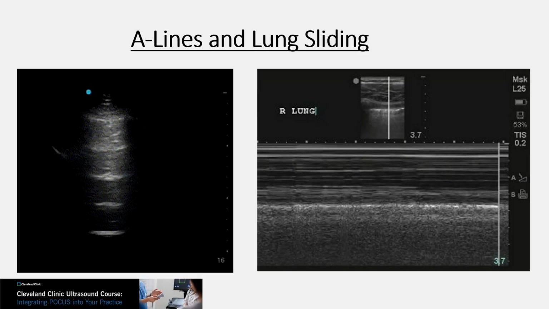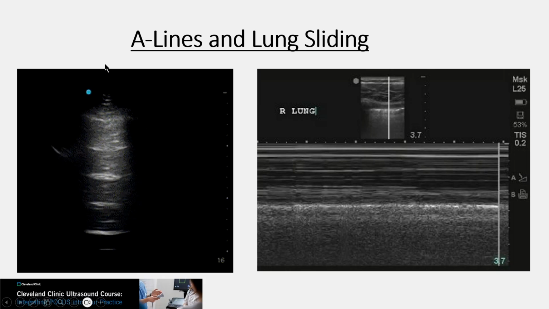A-lines and lung sliding are indicative of normal aerated lung. The image on the left is showing with a phased array probe what a normal aerated lung appears to be. Notice that you'll see A-lines, which are essentially transverse lines that are repeated throughout your entire image. Here we find the pleural line, which we know because there's a rib shadow here, a rib shadow here. Notice each A-line is equidistant from one another.